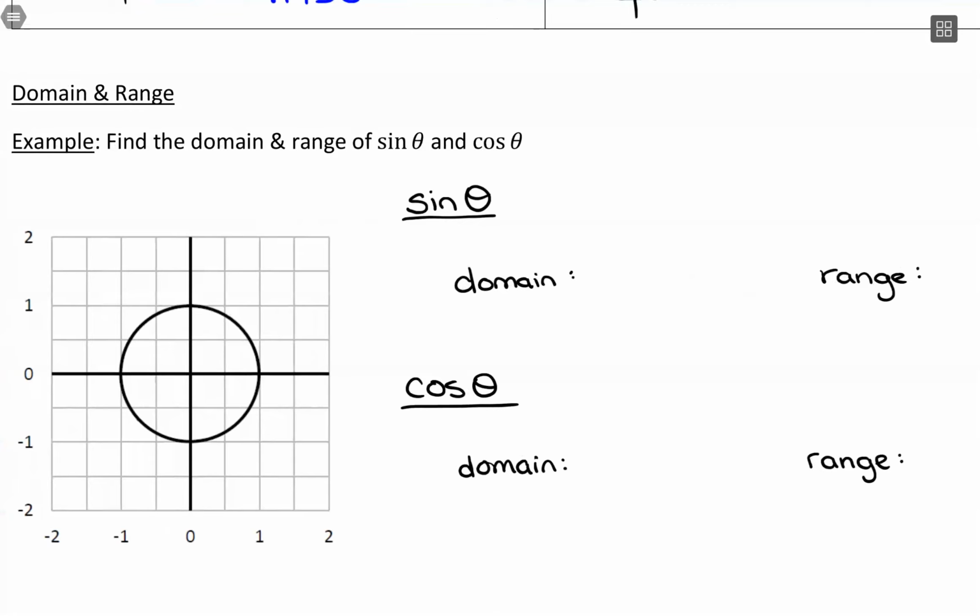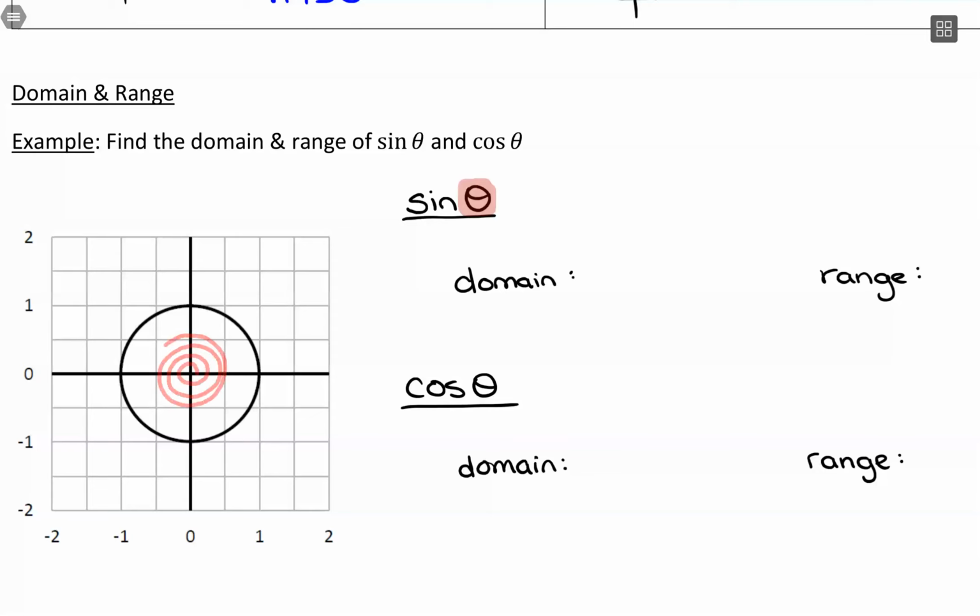So domain of our sine function. I want to know what's our possible inputs, and the input for our function is the angle measurement. Now, what you might think is that we're restricted from 0 degrees to 360 degrees. That covers all the angle measurements. And that's almost true. But the idea is that we could keep rotating. We could go beyond 360 degrees or beyond 2 pi. We could keep doing revolutions.